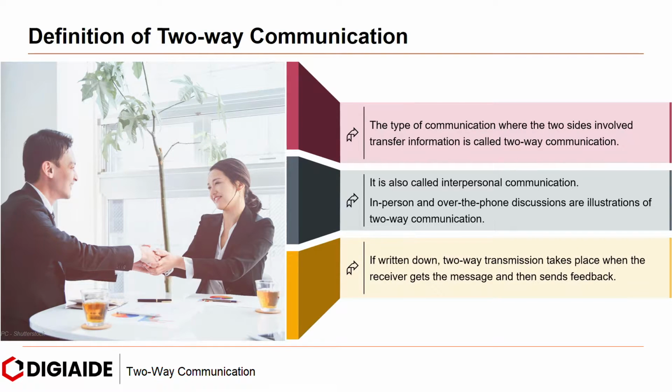If written down, two-way communication takes place when the receiver gets the message and then sends feedback. Two-way communication takes place vertically or horizontally in the firm. When the exchange occurs between juniors and seniors, it is called vertical two-way communication. And suppose the exchange occurs among people at the same level, it is known as horizontal two-way communication.